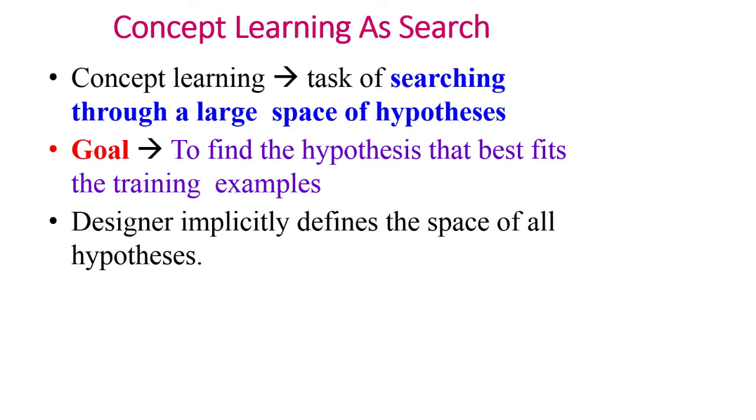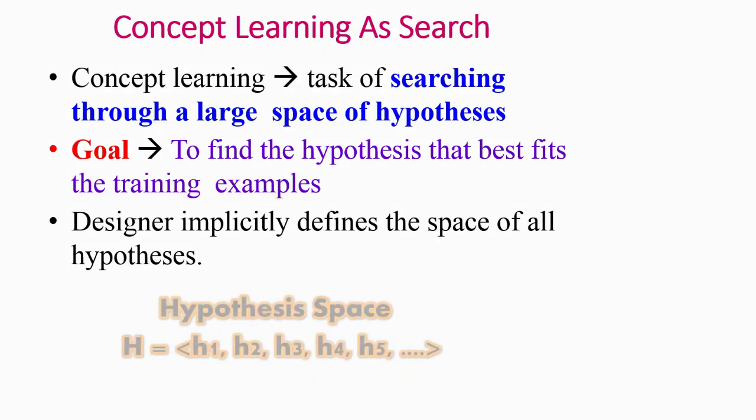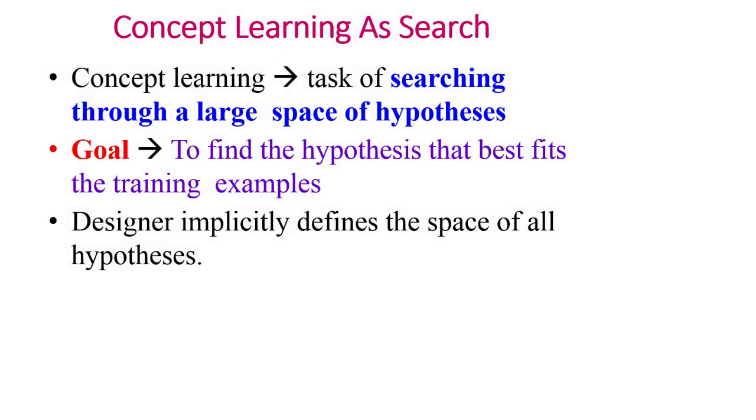Concept learning as search. Concept learning can be viewed as the task of searching through a large space of hypotheses implicitly defined by the hypothesis representation. The goal of this search is to find the hypothesis that best fits the training examples. Hypothesis is a set. It is represented by capital H, which is having the elements H1, H2, H3 and so on. These small h1, h2 and so on represent a hypothesis space. In this, we need to find a hypothesis which will best fit the given training examples.